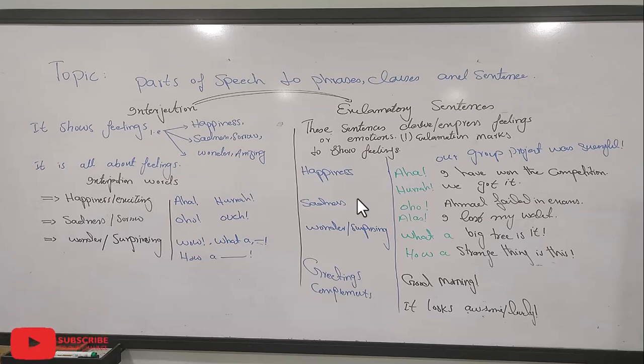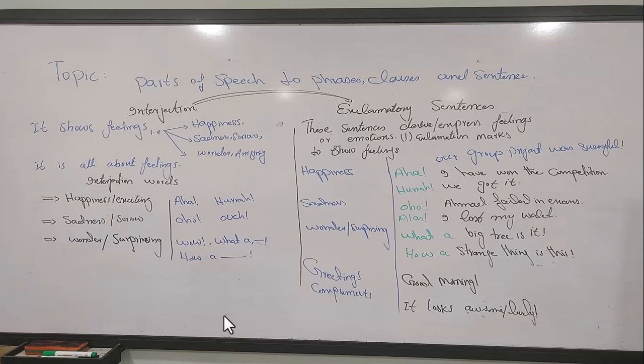Interjections, as you know, are a part of speech. They show feelings, and these feelings fall into three categories. For example, happiness and excitement, sadness and sorrow, and wonder and amazing things. These feelings we can change into exclamatory sentences. How can we change them? Let's learn.